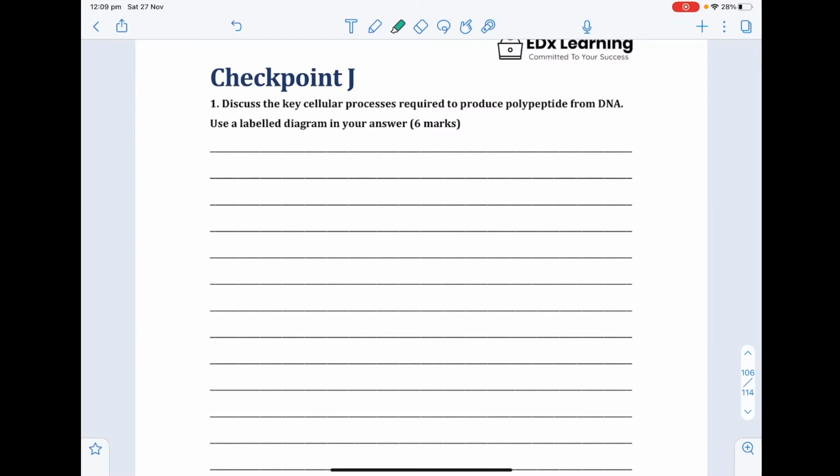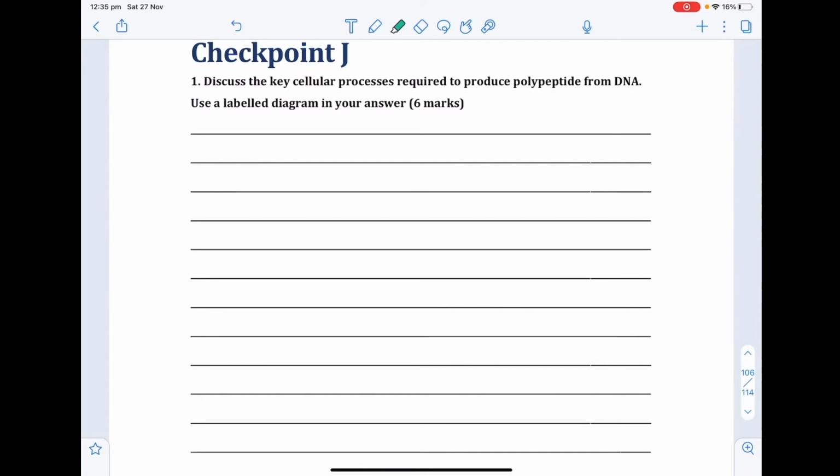All right, guys. I know you guys are probably working on 2 at the moment. Let's bring our focus back to 1. Right, question 1. Now, I'm assuming we've all finished 1, right? I've given us plenty of time. Okay. So, question 1, right? Discuss the key cellular processes required to produce polypeptides from DNA. Use a labelled diagram in your answer.